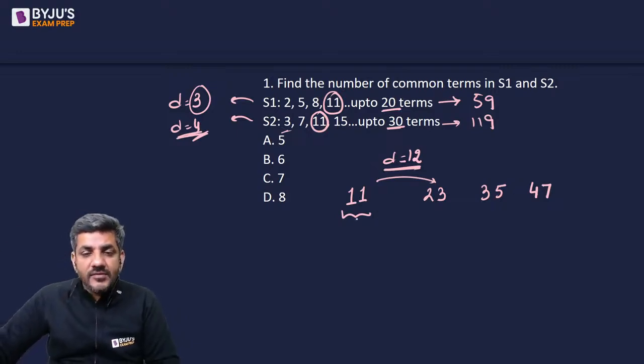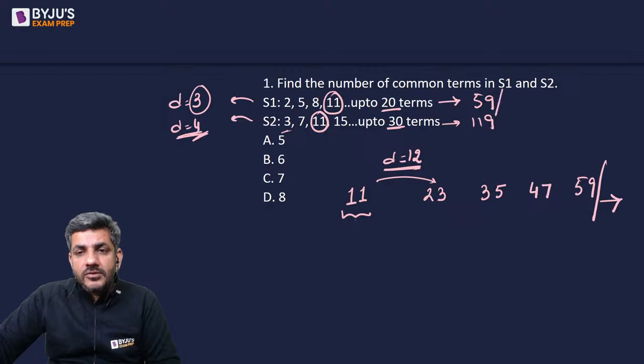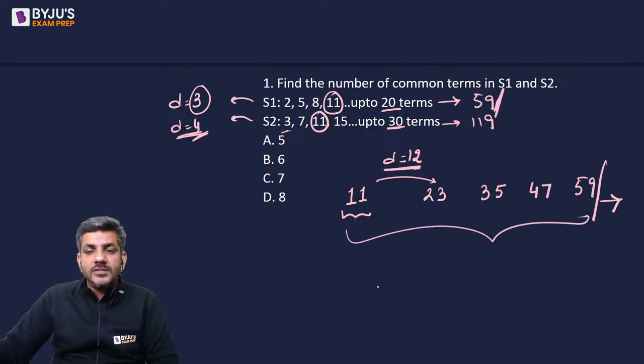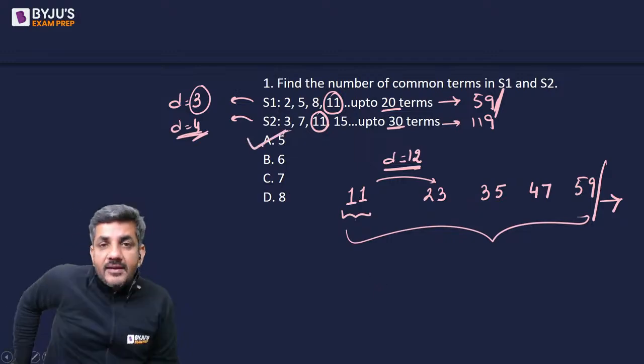And here I see after 11, the next term is 23, next is 35, next is 47. Next will be 59. I can't go above that because this series is over at 59. So the total number of common terms in the two series is equal to 5. Option A, 5 is the right answer.